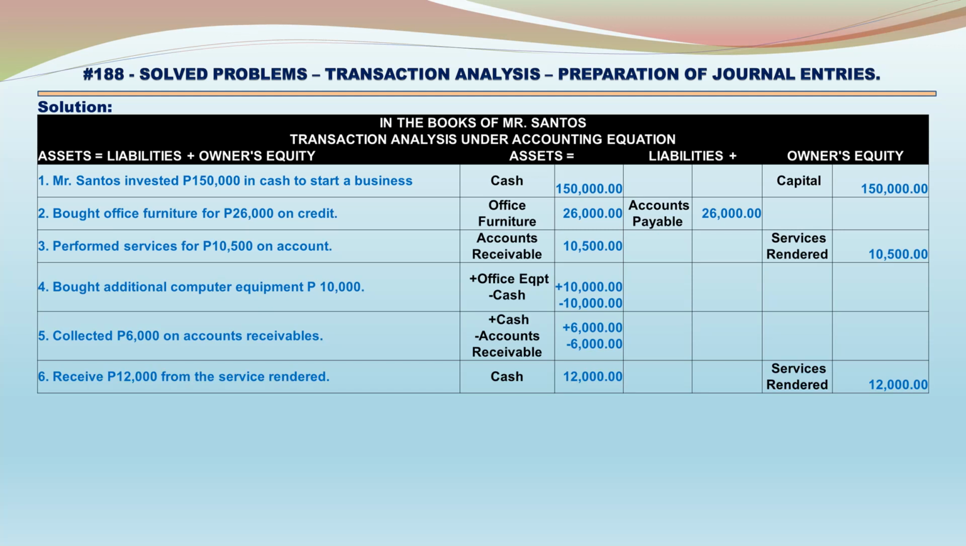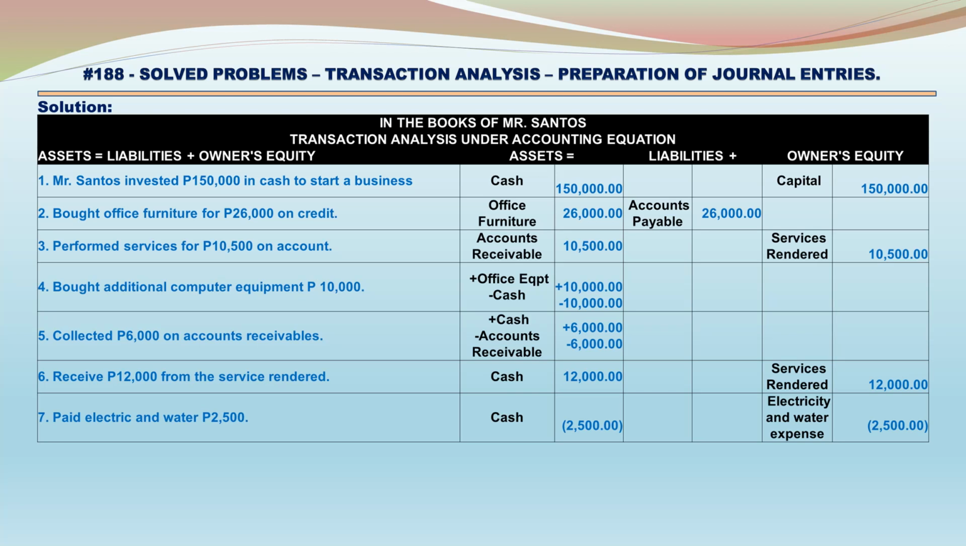Transaction number 6. Received 12,000 from service rendered. Assets, cash 12,000; owner's equity, services rendered 12,000. Transaction 7. Paid electric and water 2,500. Asset, cash, credit 2,500; owner's equity 2,500.